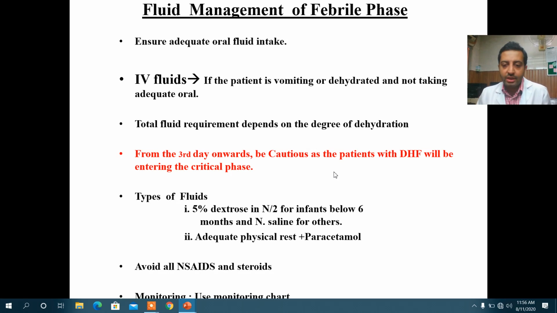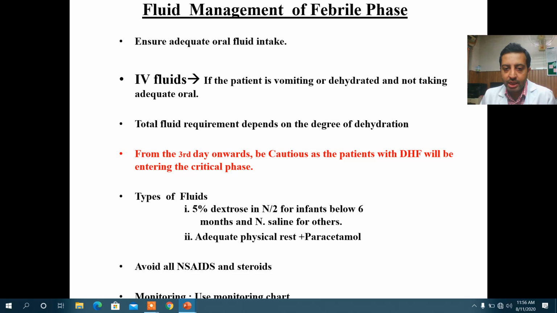So coming to the types of fluid, in infants who are less than 6 months of age, the choice of fluid is N by 2 with 5% dextrose water. The reason is that infants are prone to become hypoglycemic. That's why we add 5% dextrose in normal saline.